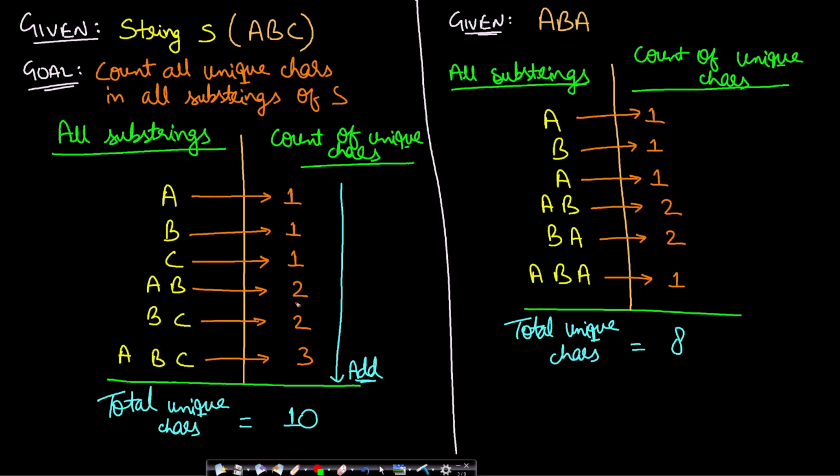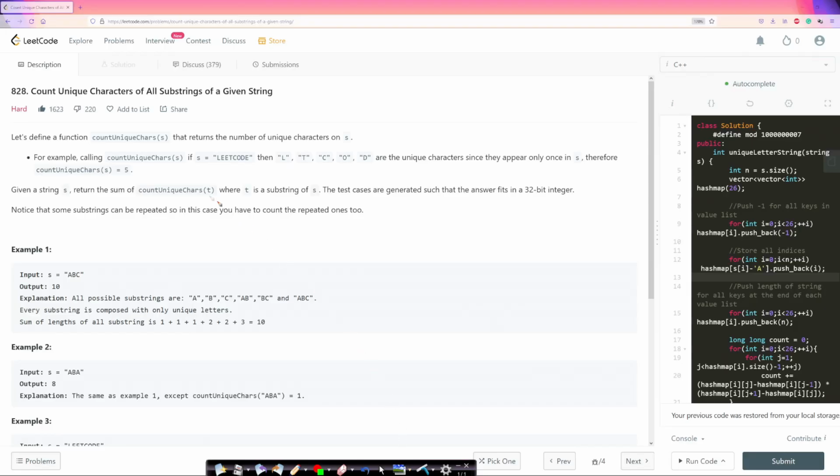Let us now look at the problem statement. In this problem, it is said that let's define a function count unique characters of S that returns the number of unique characters in S. For example, calling count unique characters of S where the string is Leetcode, then L, T, C, O, D are the unique characters since they appear only once in string S. Therefore, the count of unique characters is equal to 5.